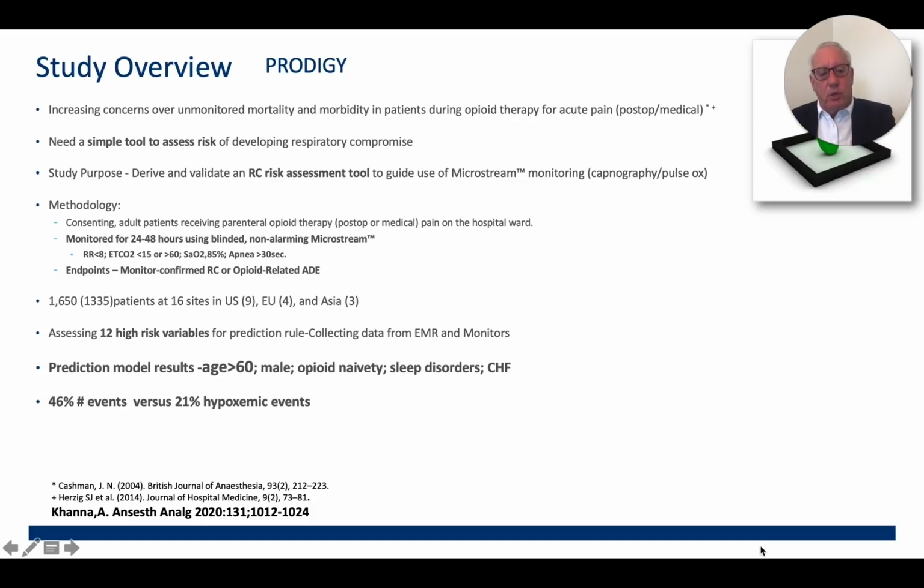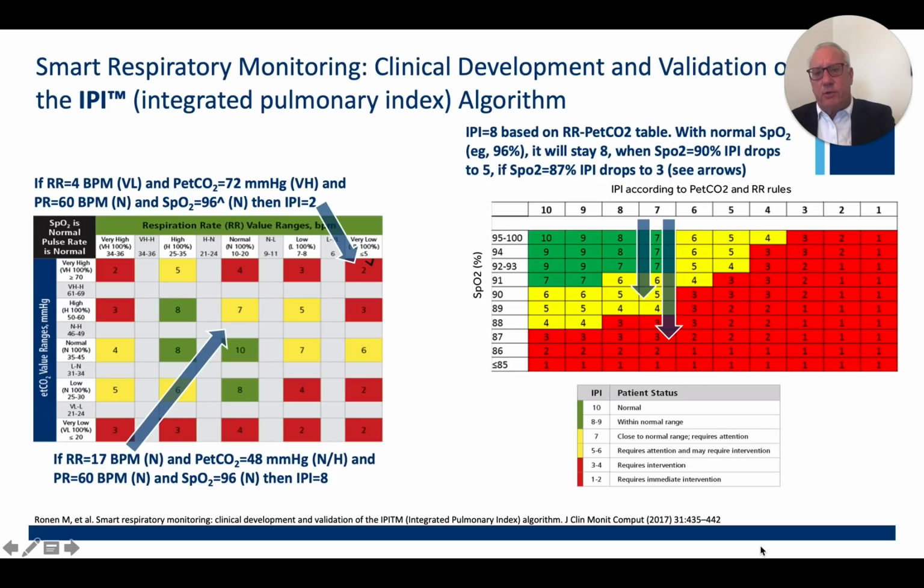I think the future, with all artificial intelligence and decision support system, could look something like this. This is by Ronan and others in 2017 in the Journal of Clinical Monitoring, where they tried to create a smart respiratory monitor based on the development of what they called an integrated pulmonary index algorithm. And if you look at the far left, it says SpO2 is normal, pulse rate is normal, and it only compares the levels of CO2 on the left across the respiratory rate. And the boxes and scores are as identified.